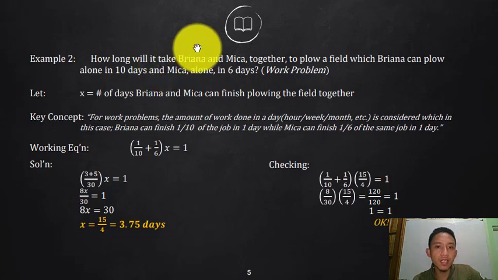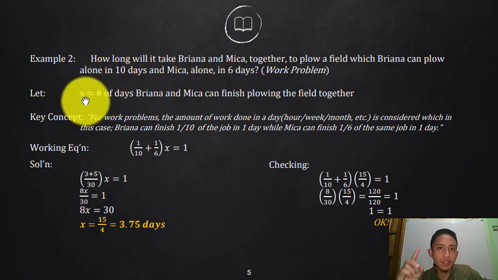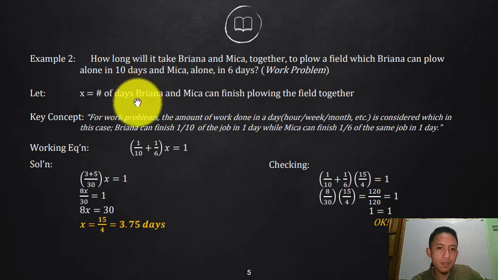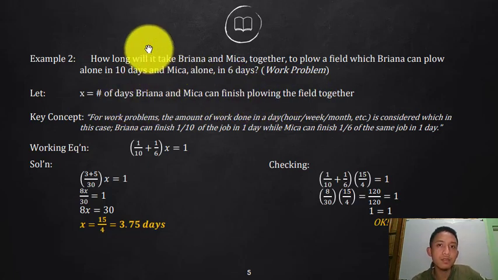How long will it take both of them? So let's say that is the unknown. So let's say again, assume. Second procedure, once you understand and you already figure out the unknown, assume. So let's say X is the number of days Brianna and Mika can finish plowing the field. Since that is the unknown in the problem, isn't it?